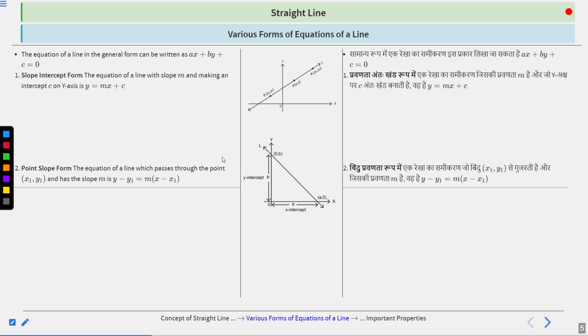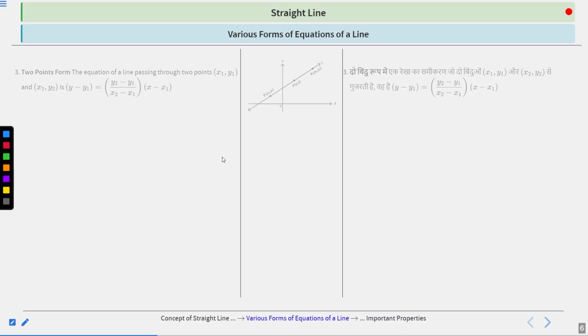Okay, so let's move to the next form, which is the 2-point form. You can see this, we have a straight line having P1 as coordinate (x1, y1) and P2 as coordinate (x2, y2), right? Suppose we have any coordinate P which lies on the line, which is (x, y). So we can write the equation of the line passing through 2 points (x1, y1) and (x2, y2) as y minus y1 is equal to (y2 minus y1) upon (x2 minus x1) into (x minus x1), right?